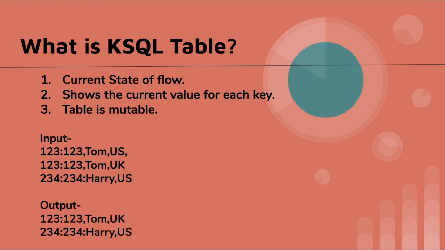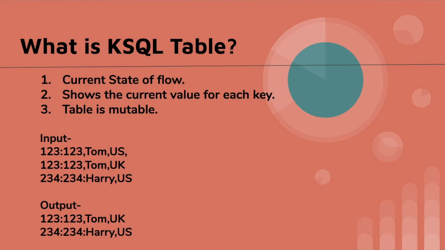So let's start first with what is KSQL table. So KSQL table is basically current state of a flow. It doesn't show any history. So in technical terms, for each key, it will always show you current value. It won't show any history. Okay, and also it is mutable. You can insert, update a KSQL table.